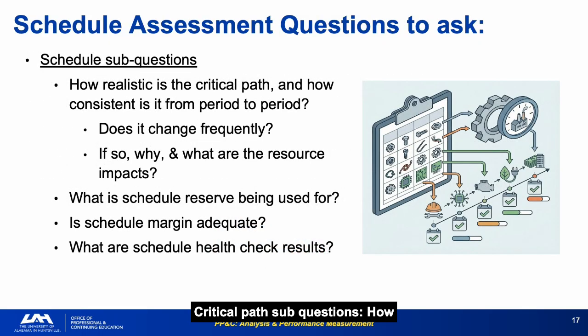Critical path sub-questions: how realistic is it? How consistent is it from period to period? What is schedule reserve being used for? Is margin adequate? What do health check results show?